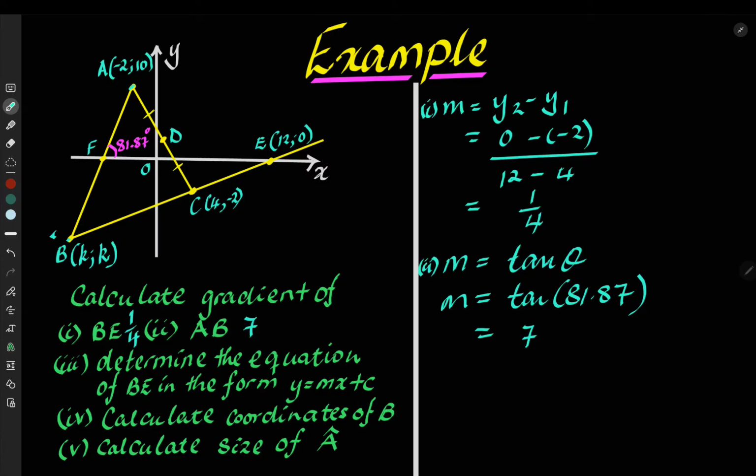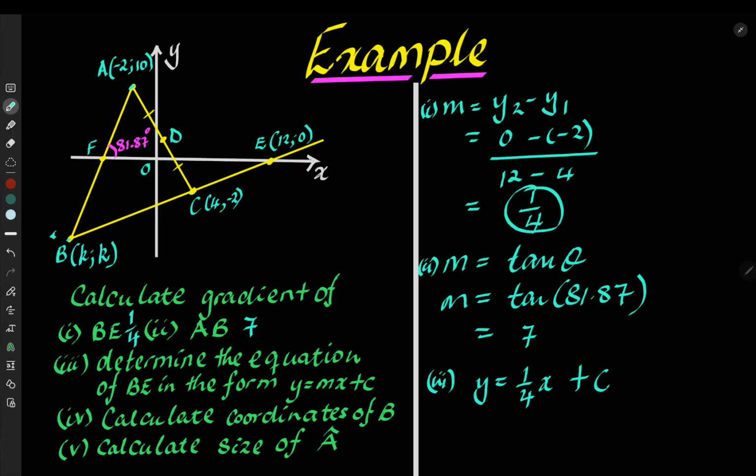Now, moving on to part 3. In part 3, we are asked to determine the equation of the line BE in the form y is equal to mx plus c. So what we just need here is the gradient, and we calculate the value of c. We already have the gradient of BE. Remember, we determined it was a quarter. So for part 3, y will be equal to a quarter x, plus a constant c.